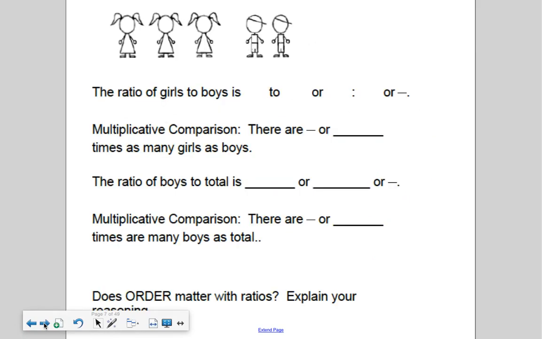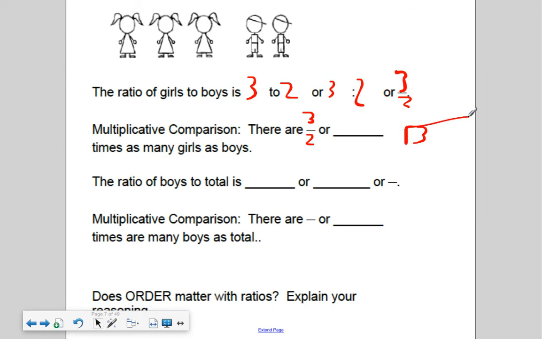Next one. The ratio of girls to boys is blank to blank. So how many girls to boys do you see here? According to this, I see 3 girls to 2 boys, or 3:2, or in fractional form 3/2, or 3 girls for every 2 boys. There are 3 girls for every 2 boys. Or what decimal is that?